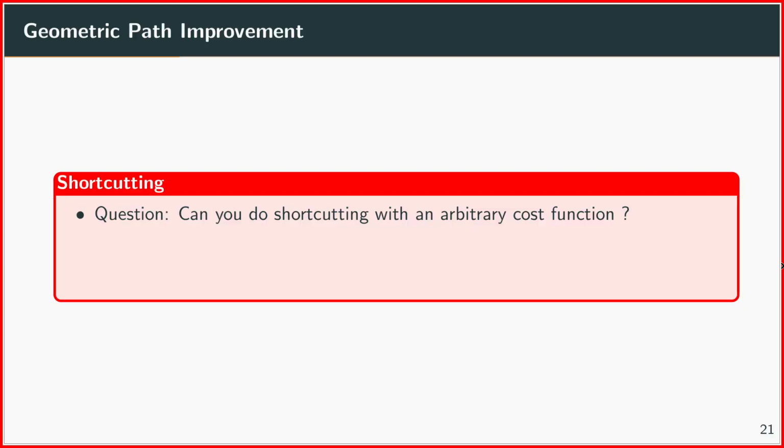And now I have some questions for you. First question is, I already said that it's a bit difficult to take complex cost functions into account, but do you think actually that it's possible to do shortcutting with an arbitrary cost function?